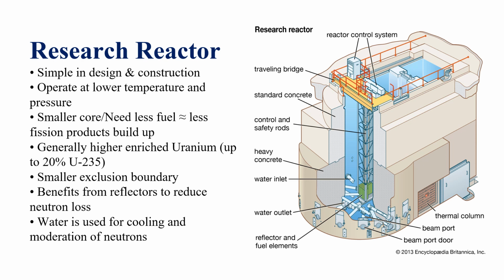It operates at lower temperature and pressure, and it needs a smaller core, which means it needs less fuel. But this also produces less fission product buildup. And generally, higher enriched uranium, up to 20% uranium-235, is used in research reactors. This has a smaller exclusion boundary compared to power reactors, but has benefits from reflectors to reduce neutron loss. And for a research reactor, water is used for cooling and moderation of neutrons.